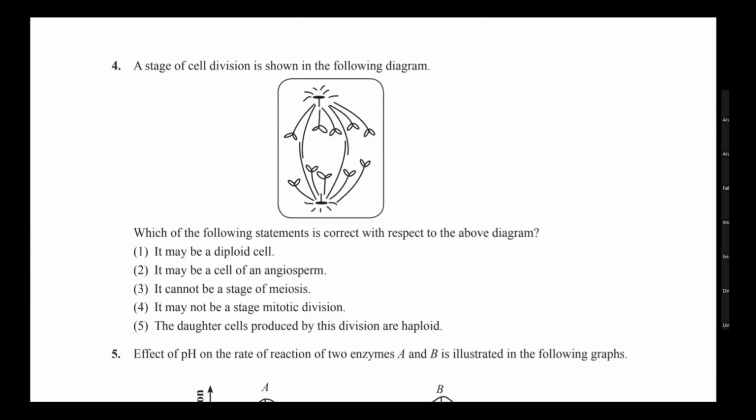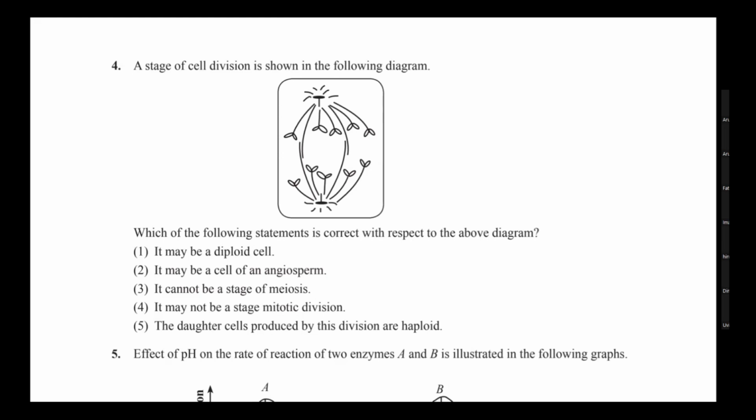So now here, look at the question. Which of the following statement is correct with respect to the above diagram, right? So it may be a diploid cell, yeah. I told you, this kind of stage can be seen in anaphase 2, right? Anaphase 2, it comes under meiosis. Meiosis takes place only in diploid cells, right? This also can be seen in the anaphase of mitosis. Mitosis takes place in both diploid or haploid cells, right? So it can be a diploid cell.